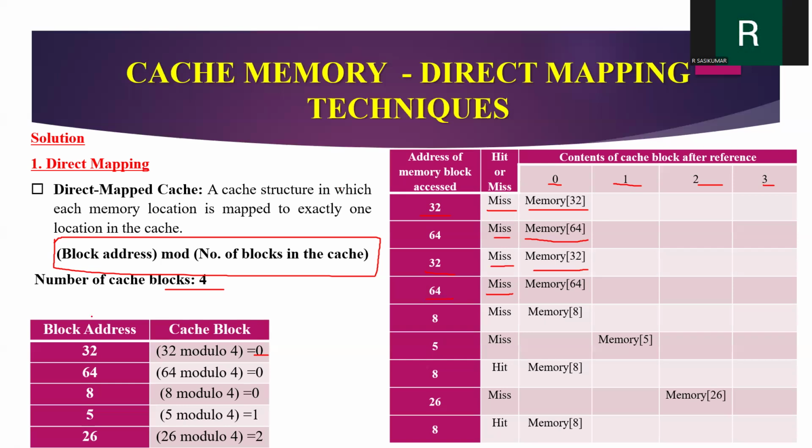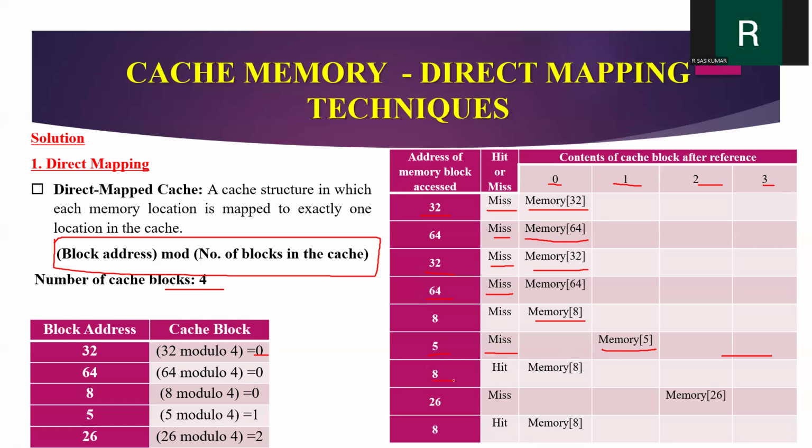The fifth one is 8. Currently only 64 is available, so 8 is not available and it is a miss. We store 8 at the 0th block address, so instead of 64 we store memory 8. The next block address is 5. It is not available, because the cache currently contains only 8 at address 0. So 5 is a miss. 5 mod 4 gives 1, so in memory address 1 we store block address 5.